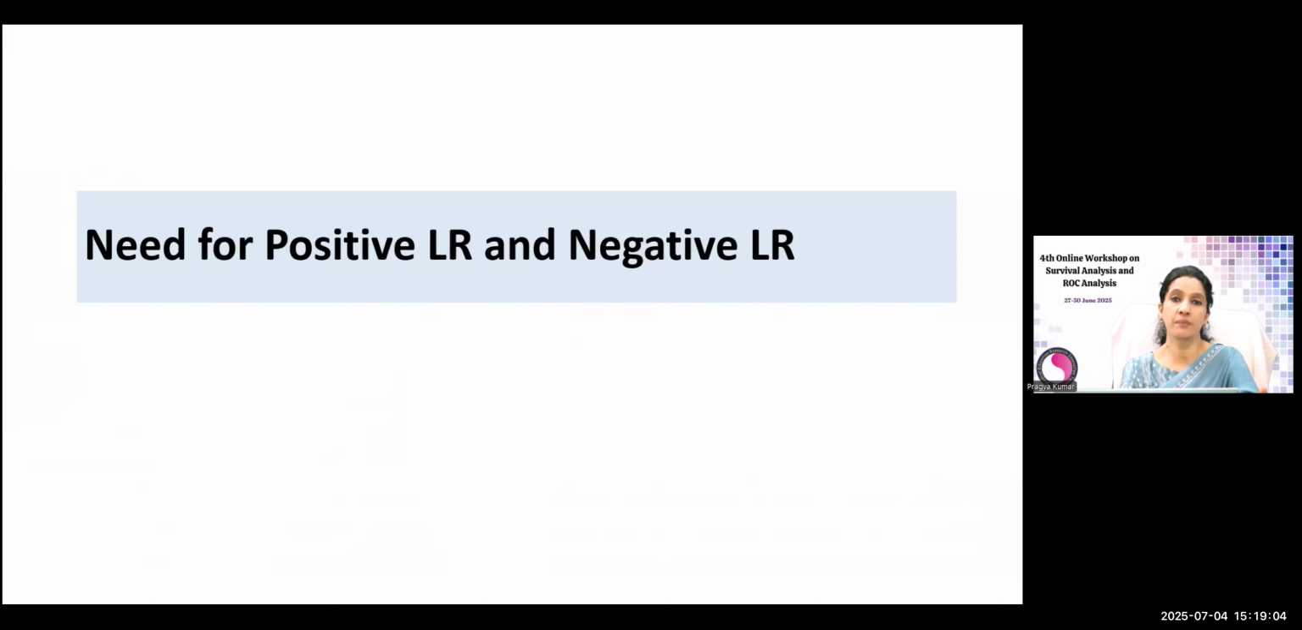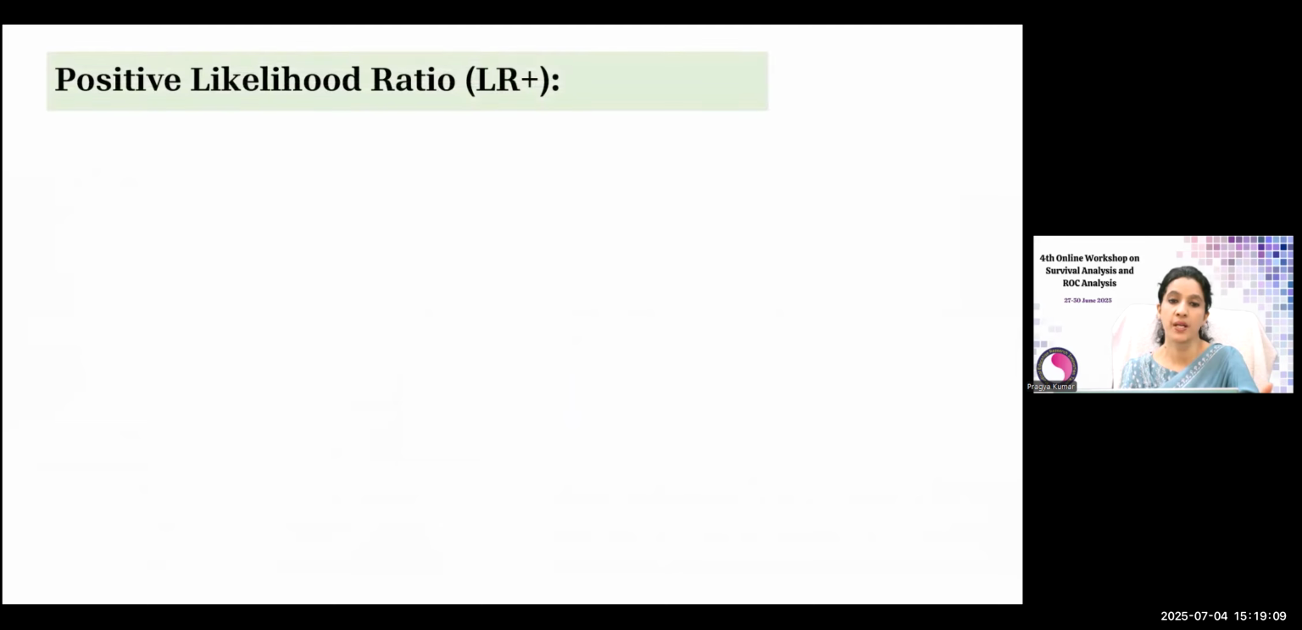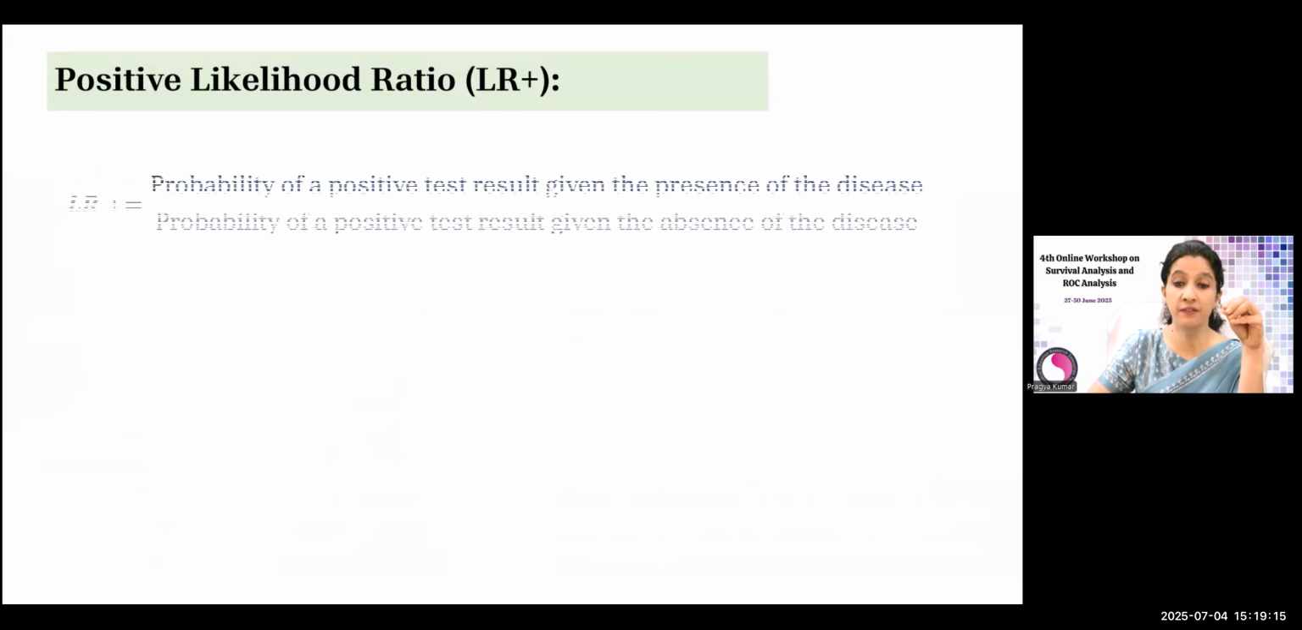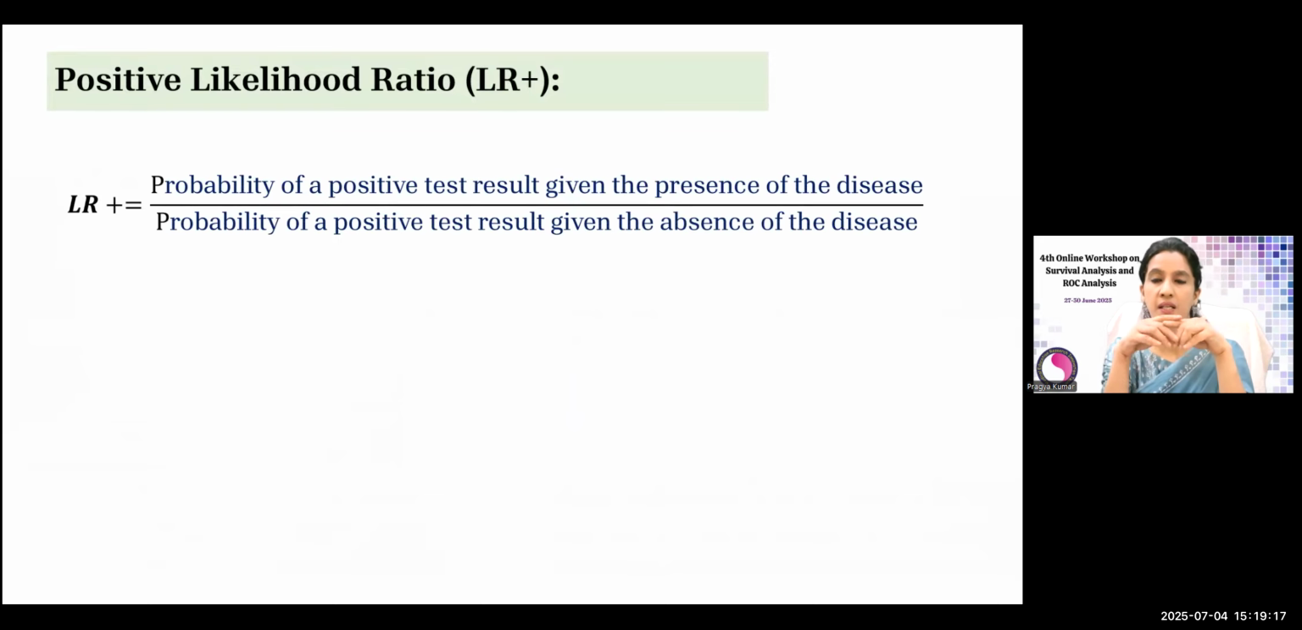So then comes the positive and negative likelihood ratios. What is a positive likelihood ratio? Basically, in this case, we are focusing on the positive test result. That means if the test has come positive, what is the probability that the positive test result is actually showing the presence of disease? That we take in the numerator. And in the denominator, we take the probability that the positive test result will come if the disease is not there, that means in the absence of disease.